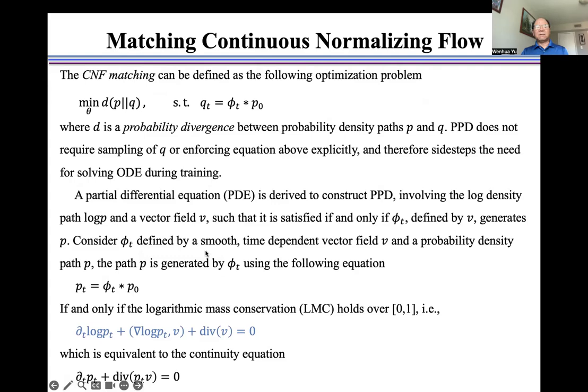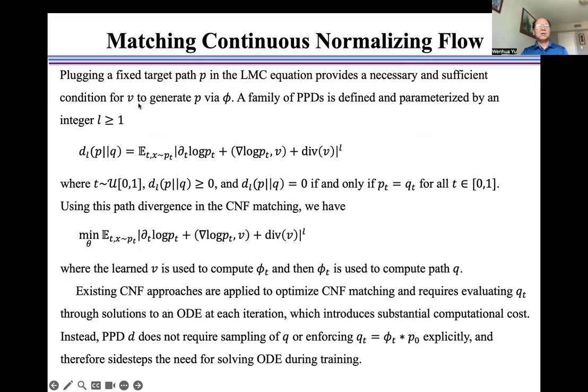Consider phi t defined by a smooth time-dependent vector field V and the probability density path P. The path P is generated by phi t using the following equation as shown here, if and only if the logarithmic mass conservation holds for t between 0 and 1, namely this equation, which is equivalent to the continuity equation as shown here. Plugging a fixed target path P into the LMC equation provides a necessary and sufficient condition for V to generate P via phi t.